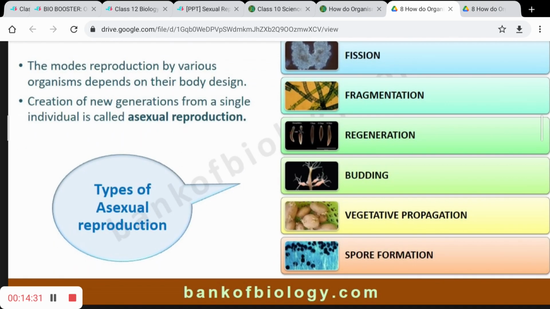So the asexual modes of reproduction: fission, fragmentation, regeneration, budding, vegetative propagation, spore formation. No one knows anything about this. Only a few know about this. You people are not writing the definitions correctly. For fragmentation you are writing regeneration, you are writing budding. You are confusing these asexual modes of reproduction. Last time many of you wrote like that only.